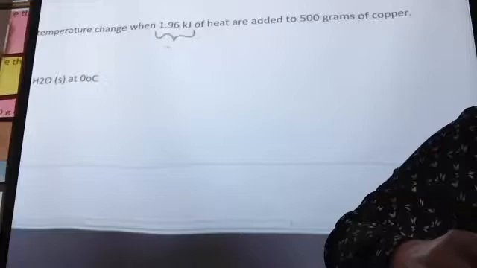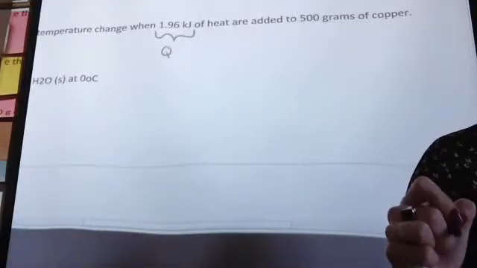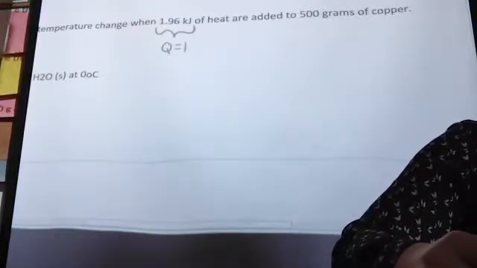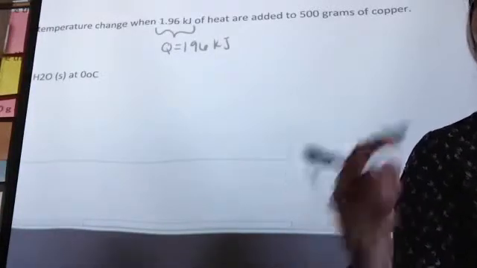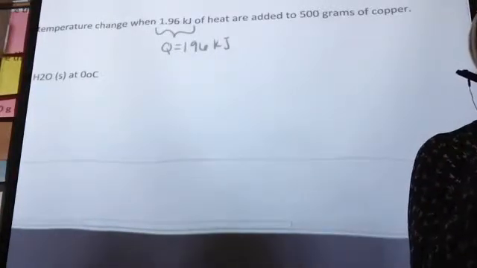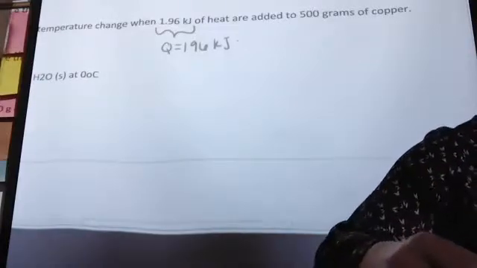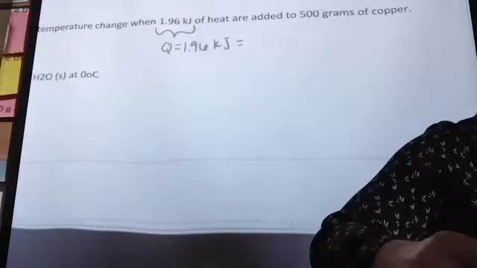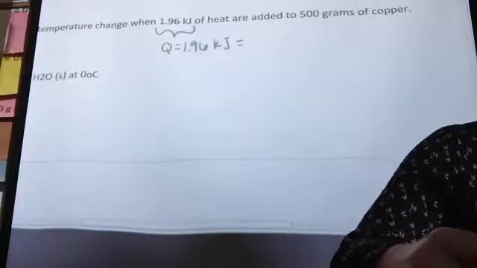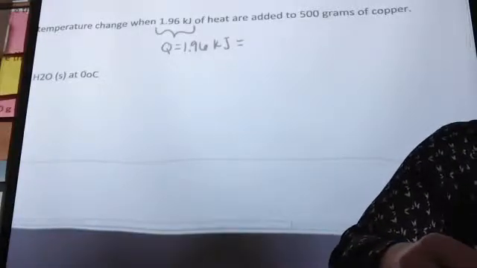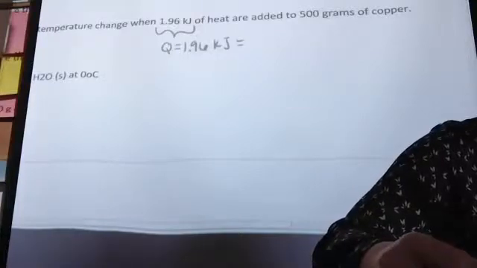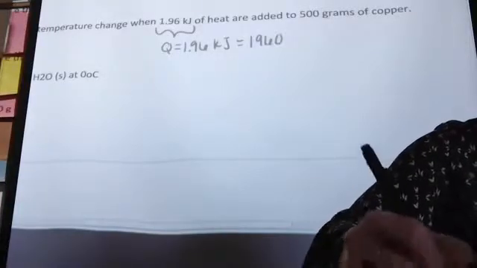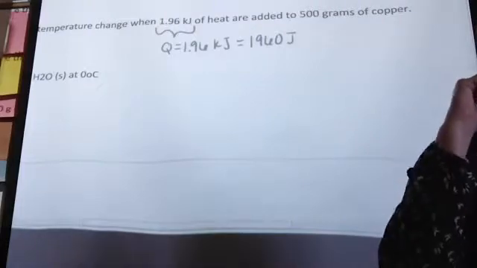I know that this is Q because that's my heat. It tells me that it's 1.96 kilojoules, but from your Common Core packets, you learned how to convert that just into joules, which is what you have to do. I know that I move the decimal 3 spaces to the right, or you can simply multiply by 1,000 because a kilo means 1,000. So I have 1,960 joules of heat.